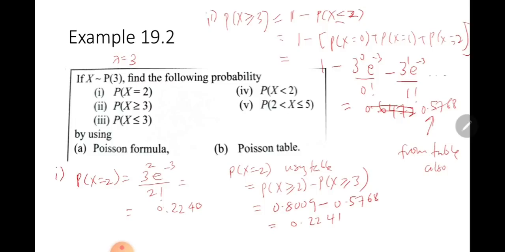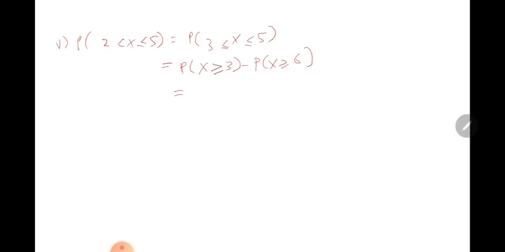The third Roman is boring. Let's do the 5 Roman. 5 Roman, you want to find Px in between 2 to 5. Which means 2 is not included. So you only want x from 3 to 5. If you want to use the formula, you have to add x3 plus 4 plus 5. But if you want to use the table, Px greater or equal than 3 minus Px greater or equal than 6. So if you look at the statistical table, x greater than 3 earlier, you gonna get 0.5768.